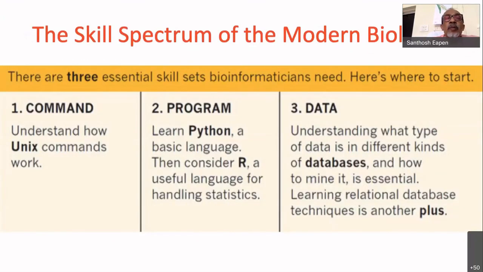The three essential skills for the modern biologist are: first the command, second the program, and third the data. You have to understand how the Linux environment and the Linux or Unix commands work. Some fairly good understanding should be there. You should have programming skills, in any of these programming languages, either Python or Perl or R or whatever it may be. So you need to skill up yourselves. And of course, finally, data management and data analysis. You should know how to develop a database, how to go deep into the database, and how to mine information out of it. These are the three core skills today's biologist should have.